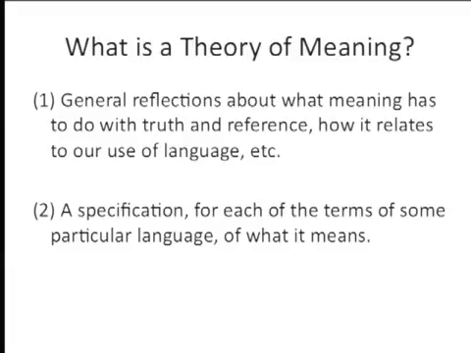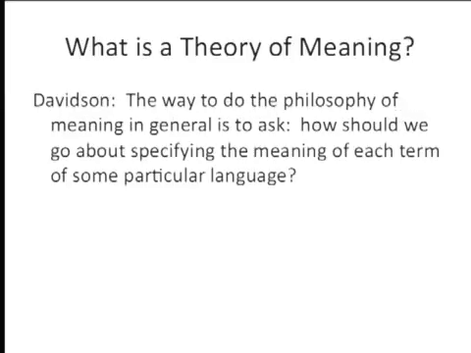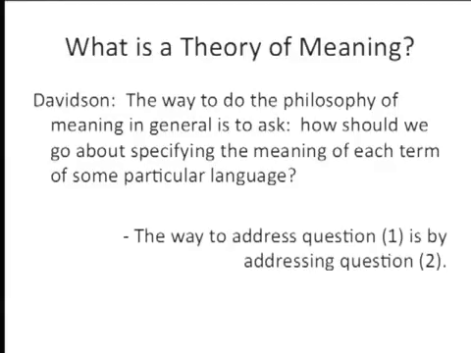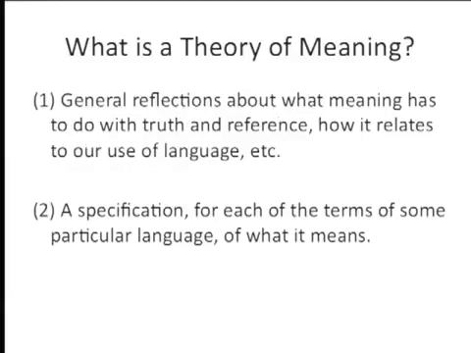One of the things that was new about Davidson's approach to language is to say the way you do the theory of meaning in general, the way you do the philosophy of meaning in general, is to ask how you would do the specification of the meaning of each term of some particular language. That's to say, you address question 1 by addressing question 2. The way to give some discipline to general reflections about the nature of meaning is to ask, how would you do a theory of the second kind? How would you, in general, give a specification of what each of the terms of some particular language means?